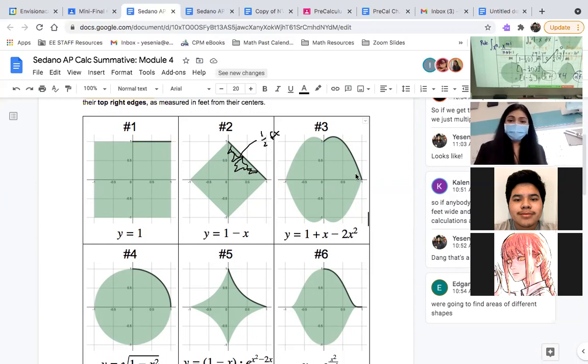And number 3, though, y'all, I don't think you can use geometry for number 3. Number 3 looks particularly long. Look, it has three terms in an expression. So for this one, you're going to have to use the fundamental theorem. You won't be able to use geometry to prove your point.